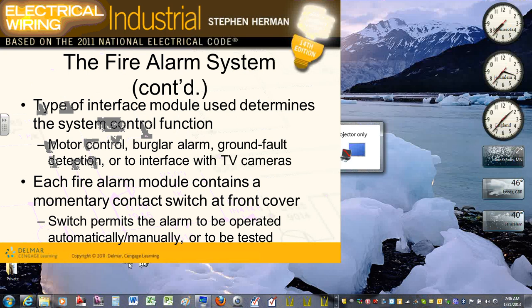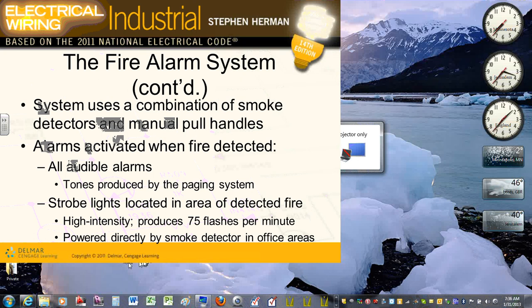Each fire alarm module contains momentary contact switches at the front of the cover. So you can test these modules manually, so they have switches on them. The switch permits the alarm to be operated auto or manually for testing if they trip or not.